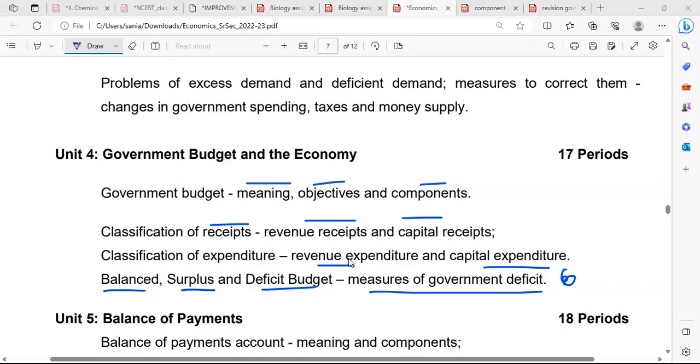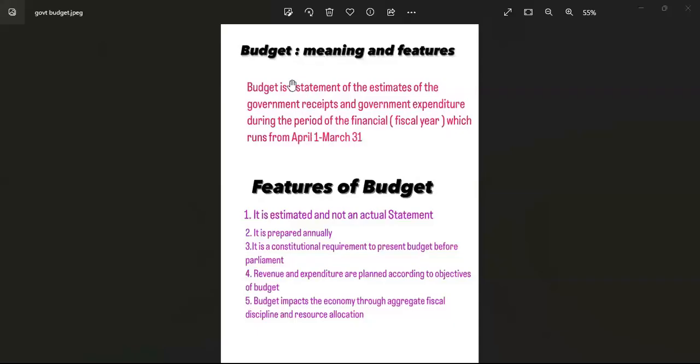Done, ma'am. Okay. Now after this, let's start with the chapter. I hope you can see the picture. So over here, the first one is, ma'am, what is this budget? So, budget meaning and features.